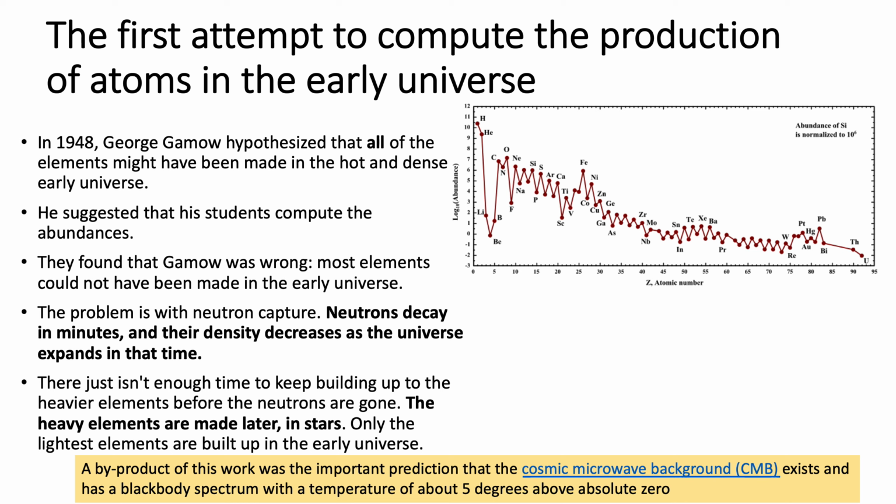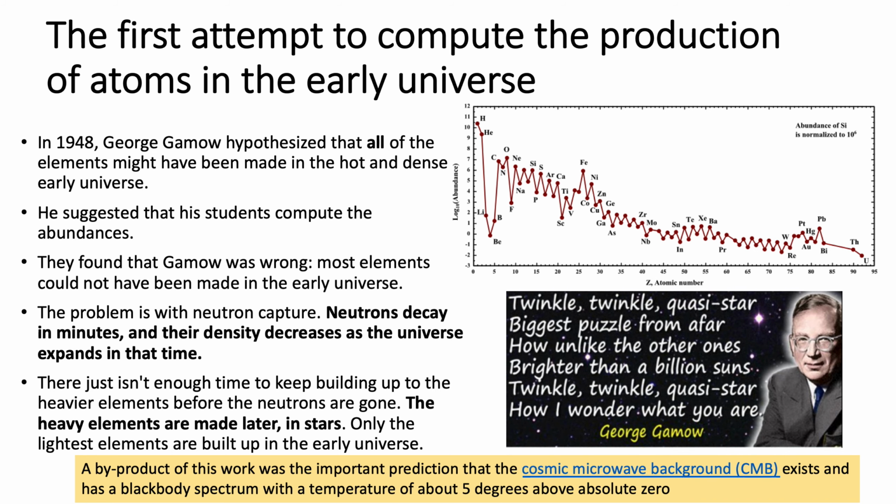Nonetheless, Gamow's students predicted that if we looked at the sky with the right instrumentation, we would see a bath of radiation at about 5 degrees above absolute zero. That's 5 kelvins. And so by 1952, that little group at Georgetown had worked through this.